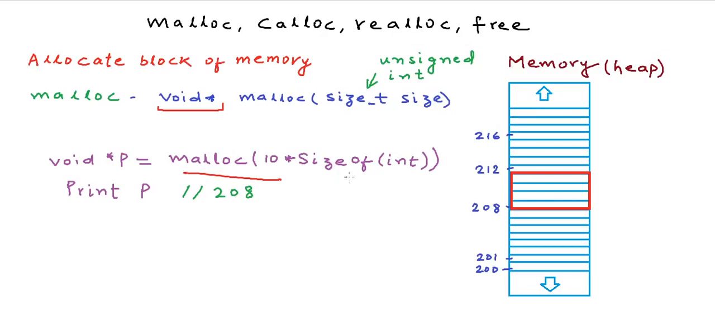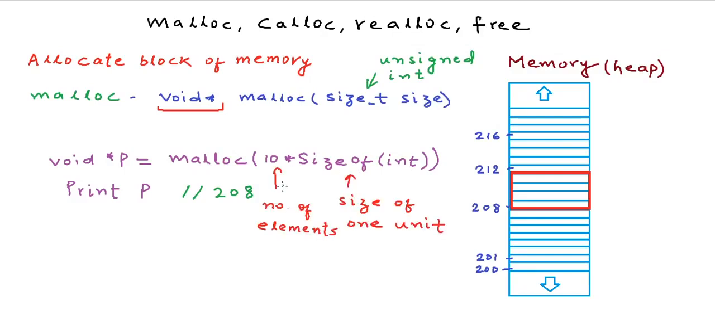Integer is a primitive data type. Sometimes you may know that sizeof integer is 4 bytes, so I can write something like 10 into 4 here, but it's not a good practice to do so. The size of a variable depends upon the compiler, and we would also be using malloc to allocate memory for complex data types. So we must use malloc like this. The total number of bytes should be written as the number of elements into sizeof 1 unit of the data.